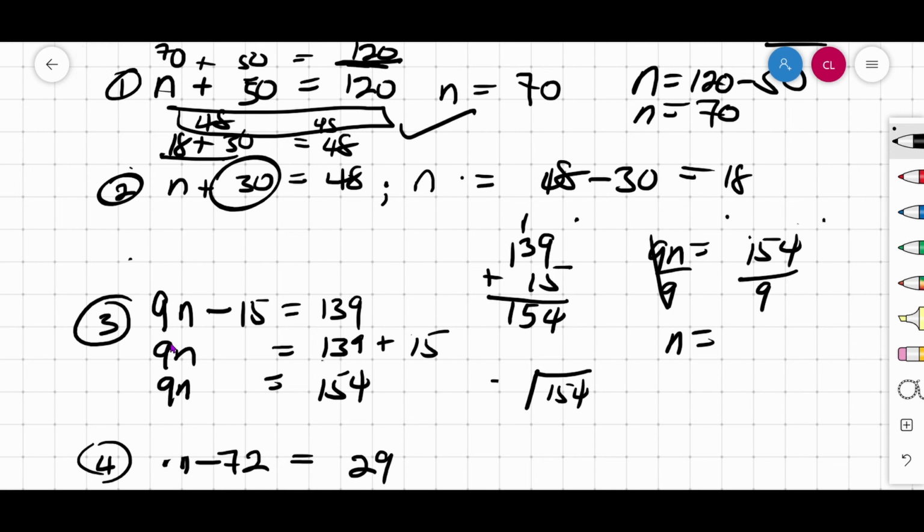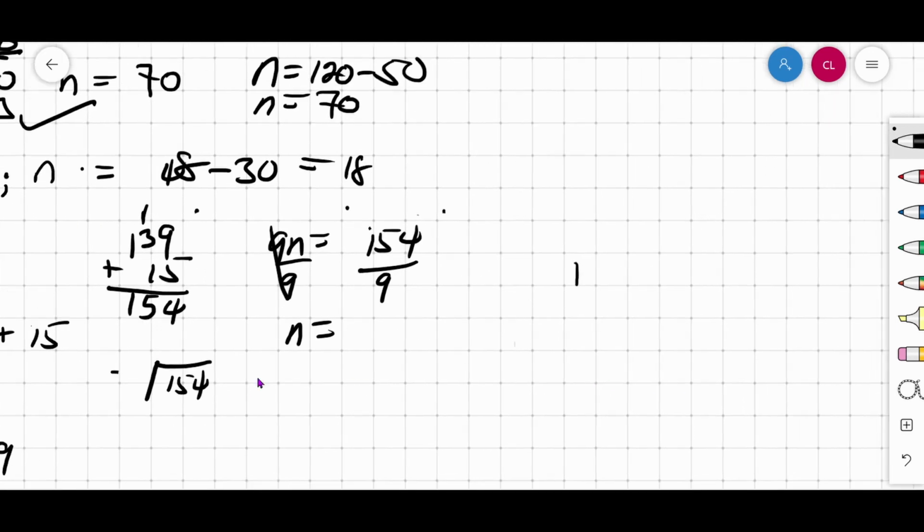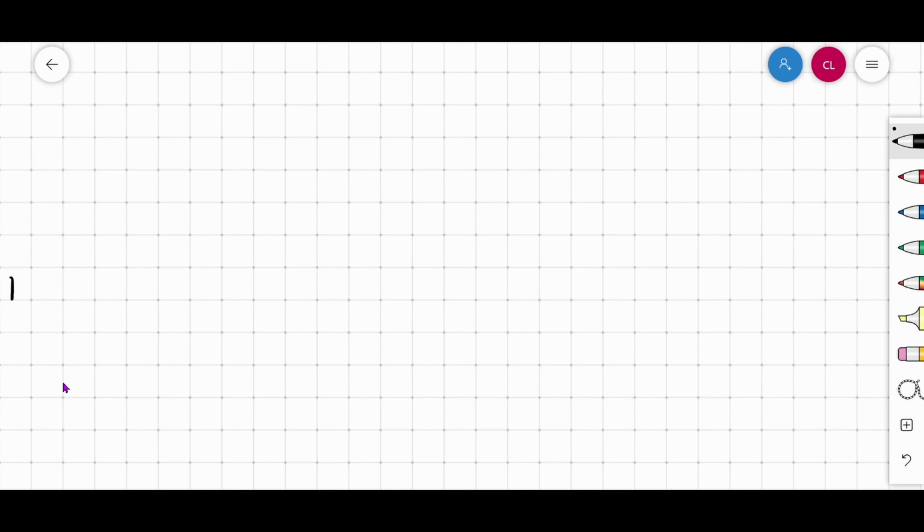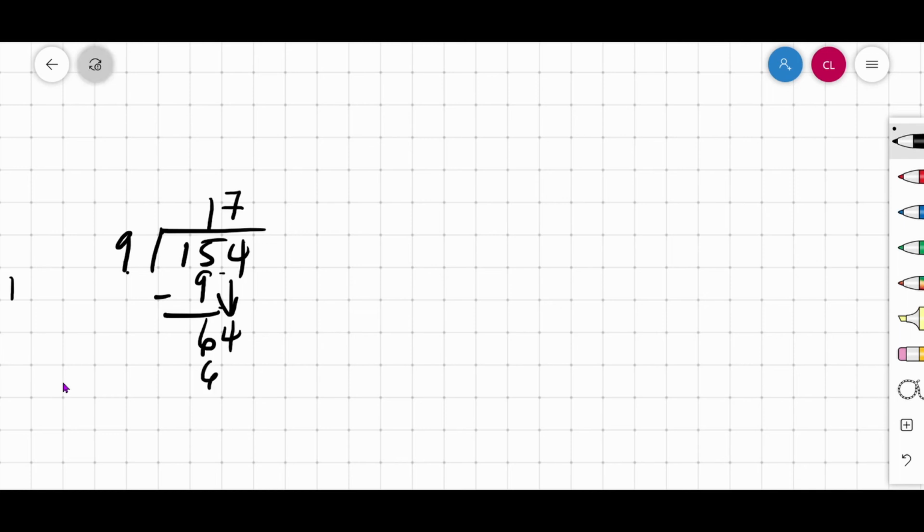Let's make some more space over here. So 154, and we're going to divide this by 9. 9 into 15 goes one time, right? We're going to take 9 from the 15, and this would leave us with 6. So we're going to bring down the 4, and 9 into 64 would go 7 times, and 7 nines would be 63. When we subtract, we have 1 left.